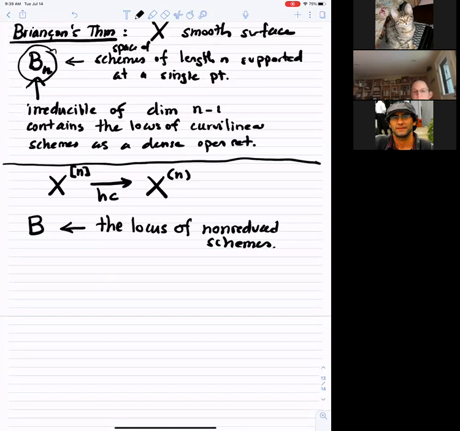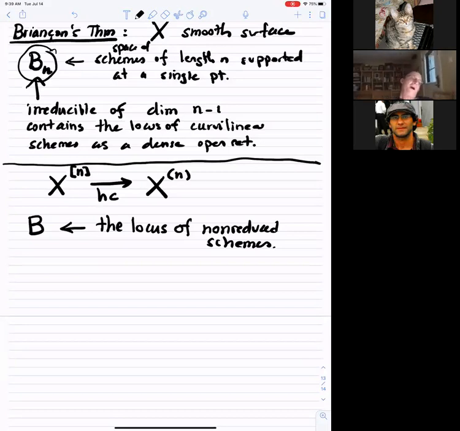There's a question in chat. Are there non-curvilinear schemes in B_n that we can write down and see as degeneration? Sure. What this is saying is that every point in B_n is a degeneration of curvilinear schemes.